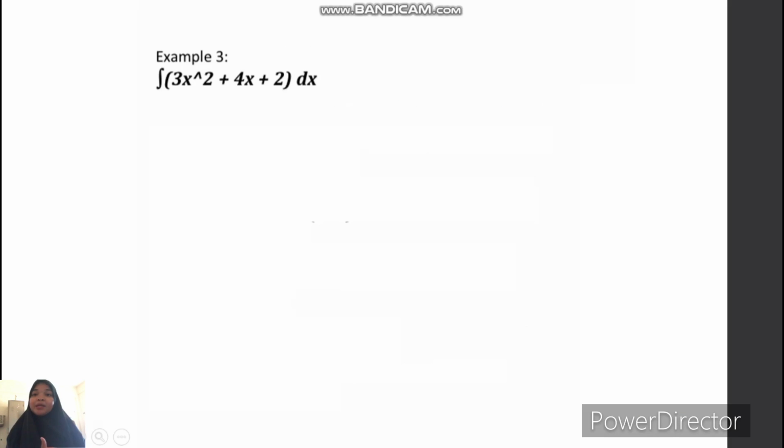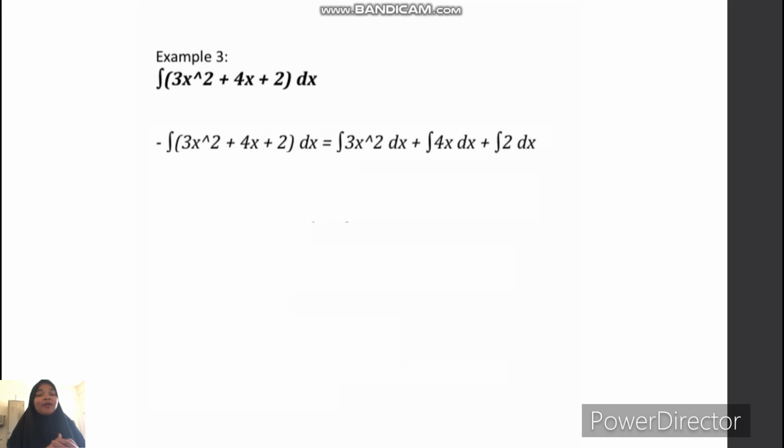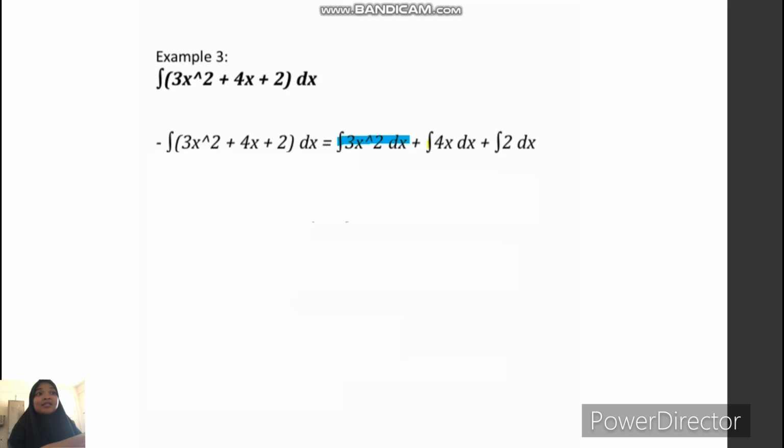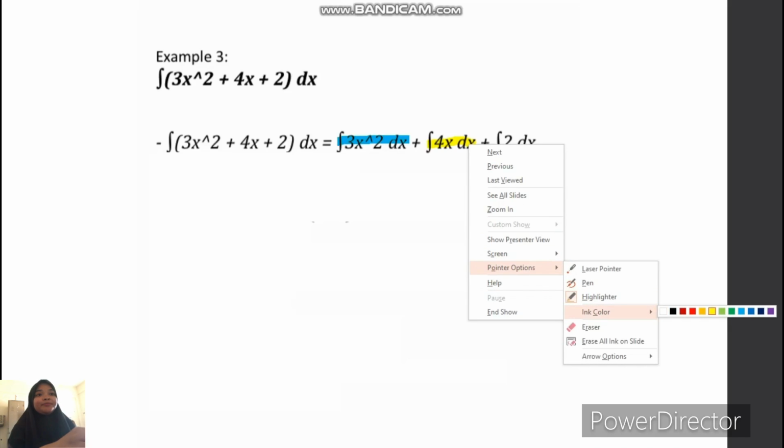Okay, so for example number 3, the question is 3x power of 2 plus 4x plus 2 dx. Same as example 1 and example 2, we can solve it by the power rule. Before we apply the power rule, we must make it into terms. So we will have 3 terms. For the first term, we will have 3x power of 2 dx, for the second term, we will have 4x dx, and for the last term, we will have 2 dx.